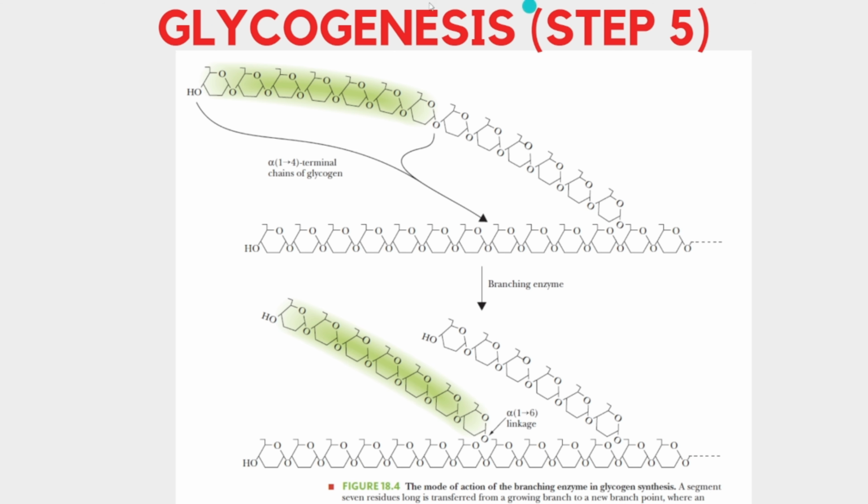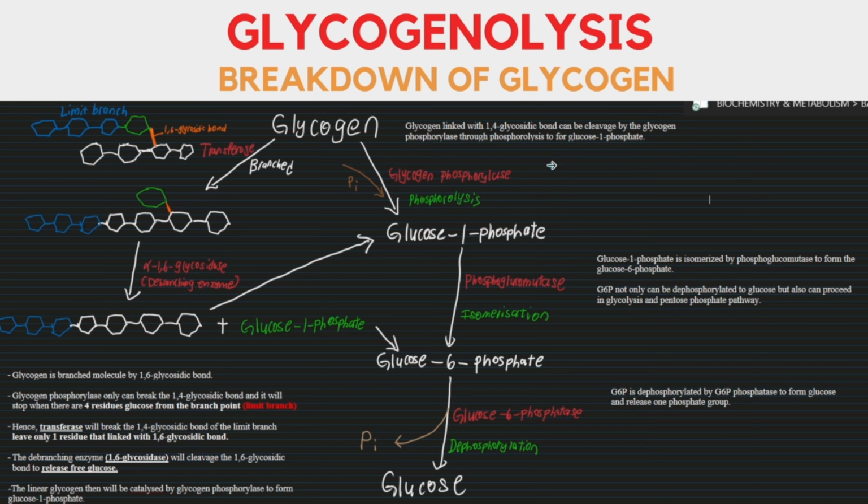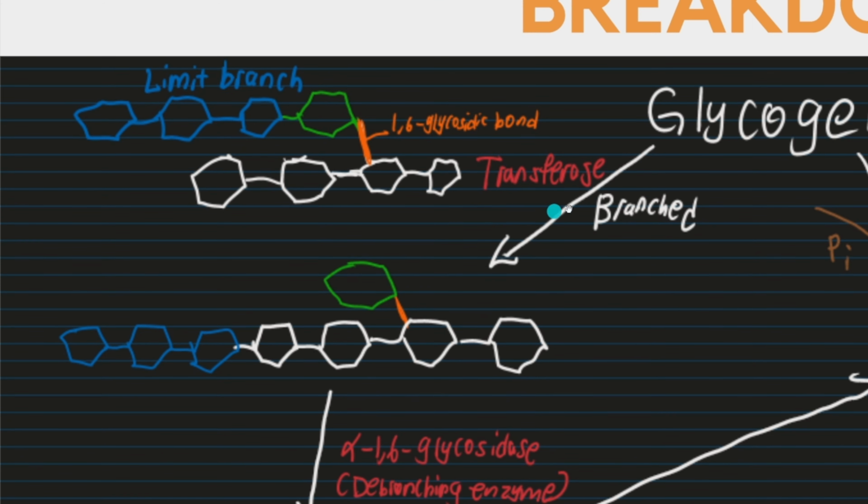You can imagine here, cut until here, 1, 2, 3, 4, cut until here, it stops. Glycogen phosphorylase will not work anymore. It stops. So how do we continue? It also has to be cut. How to cut? They will use transferase.